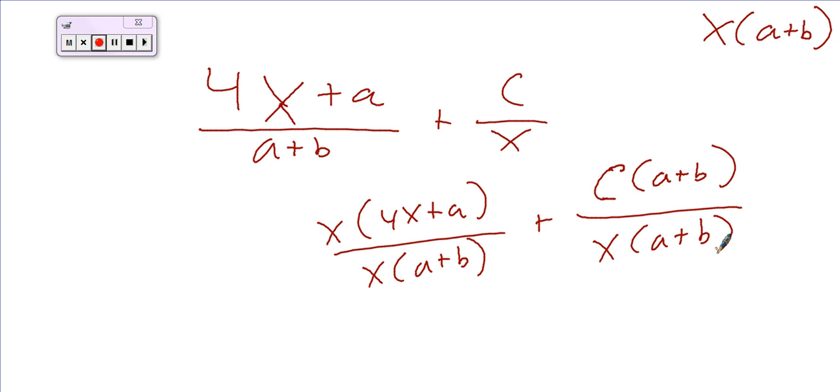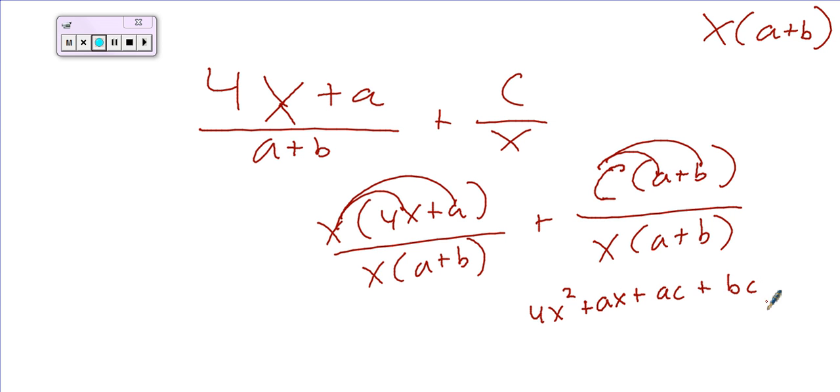All right, as it's written right there, it's not quite done. So my final step is to do the distributive property. I can leave my denominator as it is, but I need to do the distributive property. So x to here, and c to here and here. When I do that, I get 4x squared plus ax plus ac plus bc over x times a plus b. I'm done.